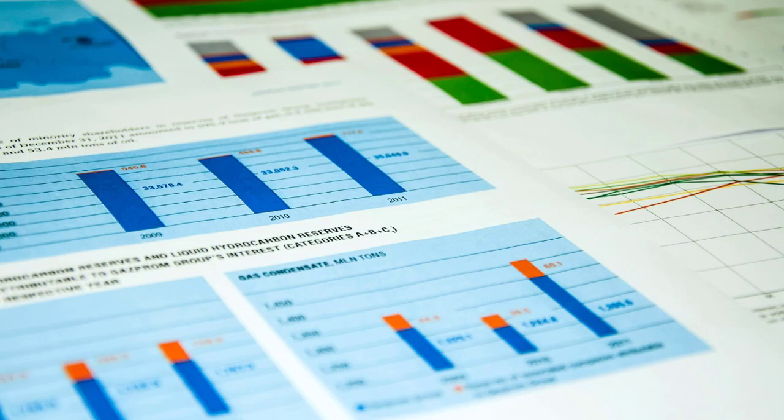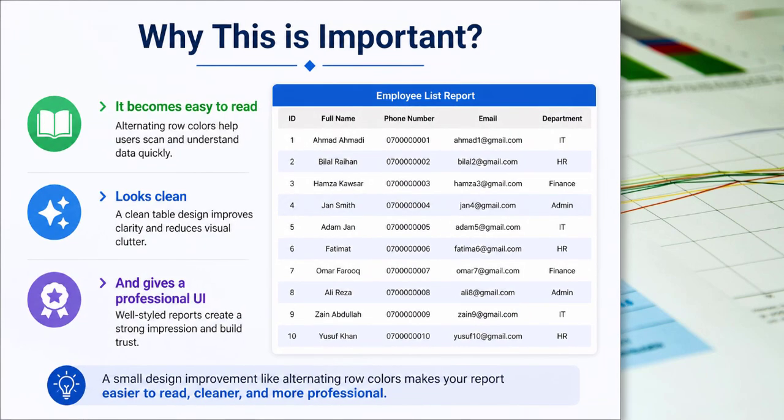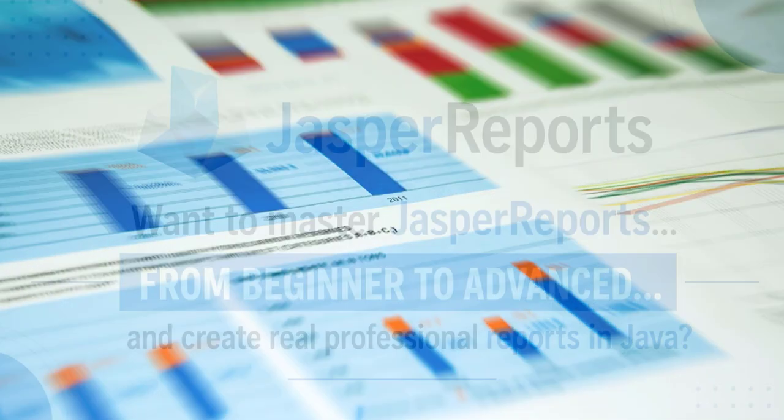So why is this important? This is a very important question. Think about it. When your report has many rows, it becomes difficult to read. But when we use different colors, it becomes easy to read, looks clean, and gives us a professional user interface.